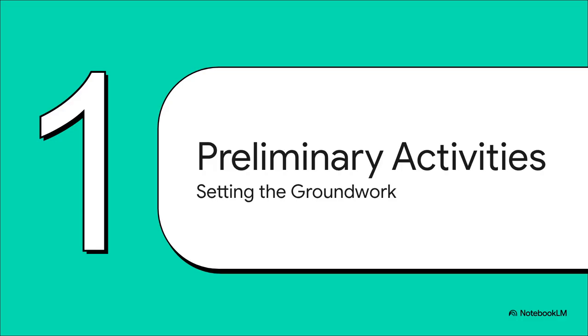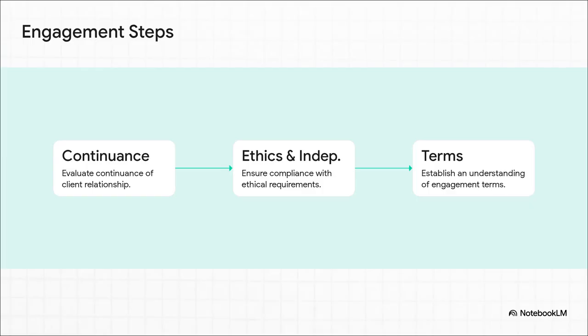All right, let's look at Section 1, Preliminary Engagement Activities. This is all about setting the groundwork. The really crucial thing to understand here is that before a single piece of actual audit work begins, an auditor has to execute 3 distinct procedures. Number 1, evaluate if you should even continue the relationship with the client in the first place, like are there management integrity issues? Number 2, you have to ensure total compliance with ethical requirements, particularly your independence. Obviously, you can't audit a company if you have a massive financial stake in it. And number 3, establish a crystal clear understanding of the terms of the engagement with the client. You do this to prevent any nasty misunderstandings down the road.